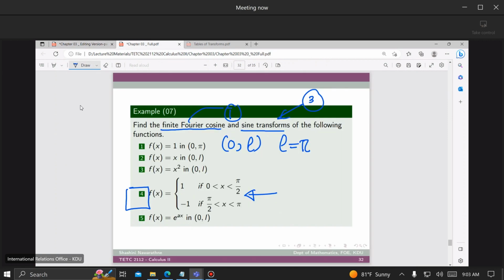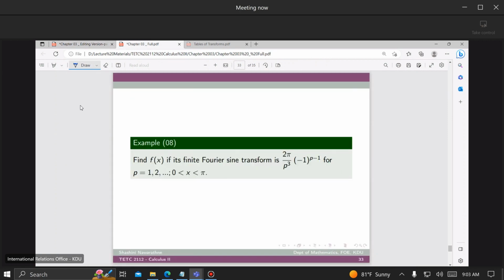Okay, so let's do one more. The inversion formula also. So this is example number 8. You are asked to find the function f of x, and its finite Fourier sine transform is given. So you are asked to find f of x.